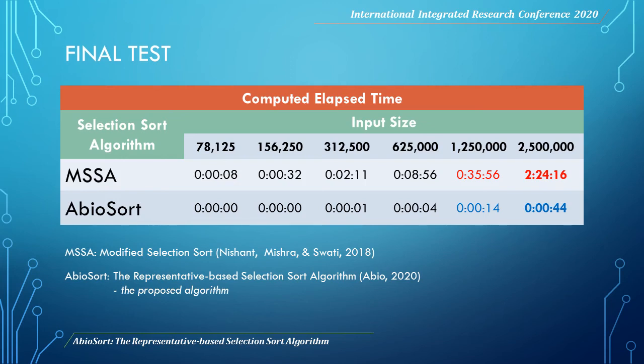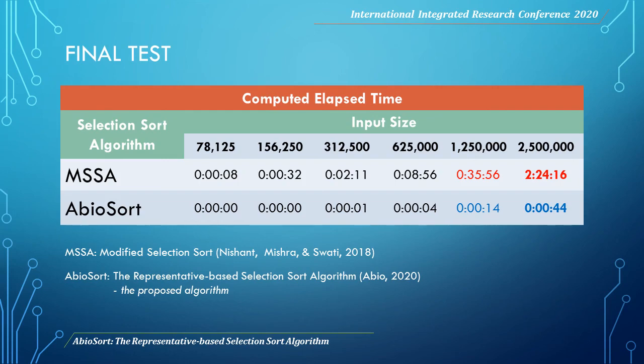And looking into the highest input size in this test, which is 2,500,000 random integer numbers, with MSSA you will already wait 2 hours and 24 minutes, while AbioSort is already done sorting in just 44 seconds.